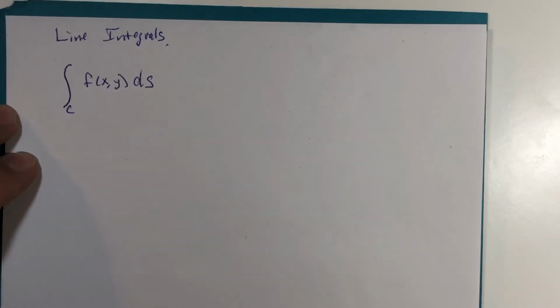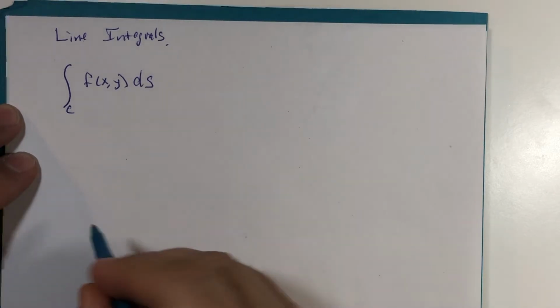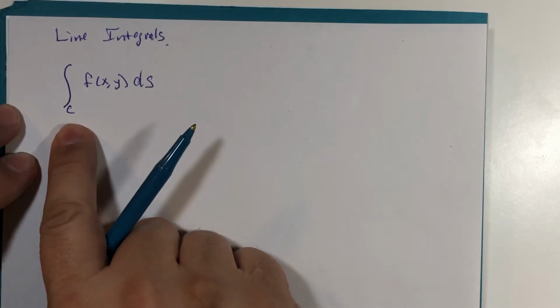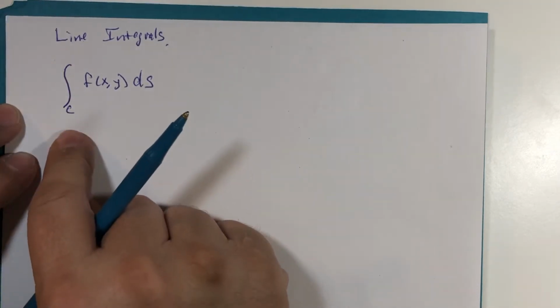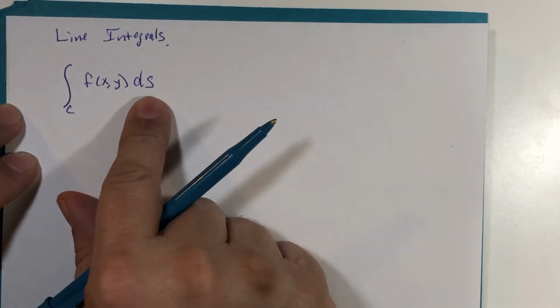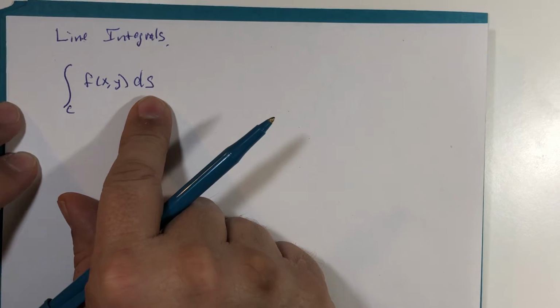So let's try out our newfound knowledge of the line integral with an actual curve or line and a density function. So the C stands for curve, even though it is called a line integral. I like to nickname it curve integral. The S is related to the length of the curve.